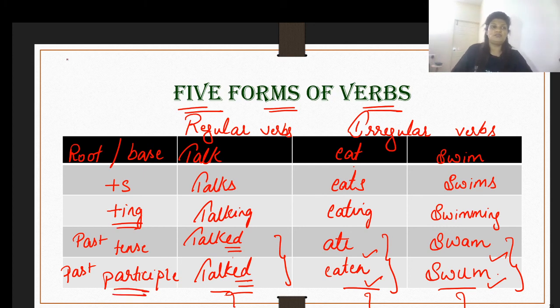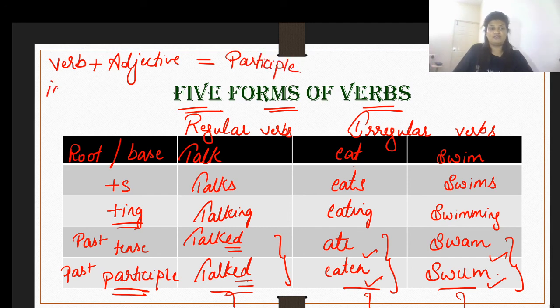There is one more thing that I have to tell you, that is the present and the past participle. What is a participle? Participle is when the verb functions like an adjective in a statement, and then it is called a participle. We have the ing verb, which is called the present participle, and then we have verb forms like eaten, swum, talked, all those as our past participles.